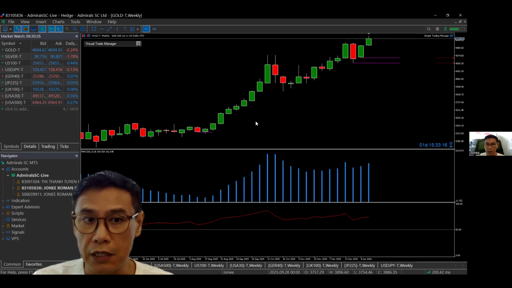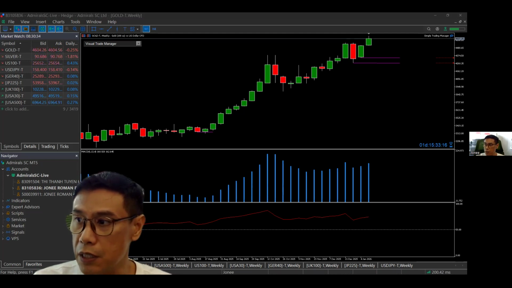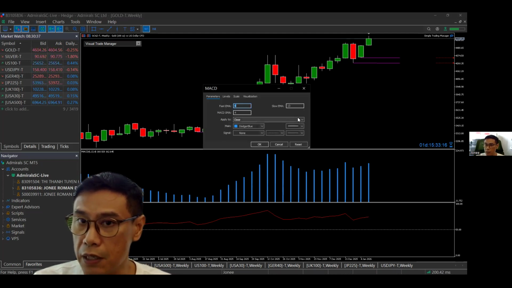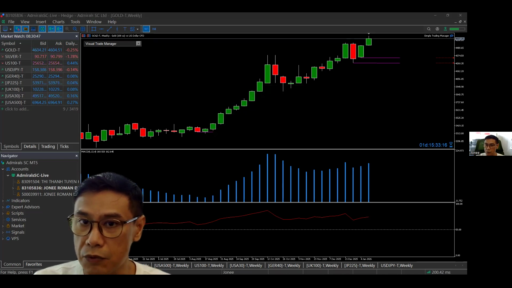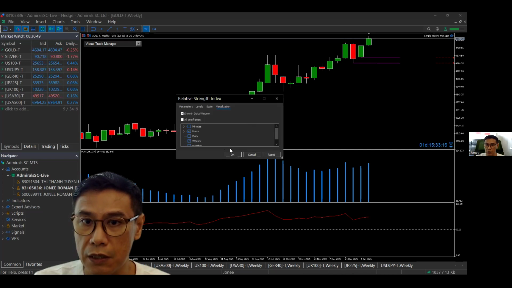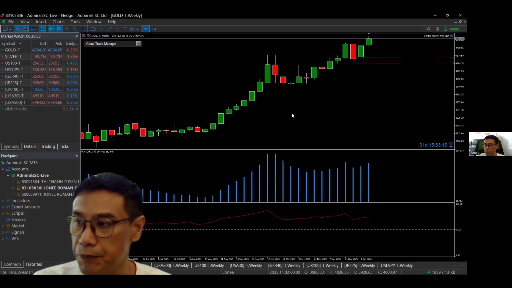Next, the indicators that you need would be the MACD. Special settings, please take a look. The settings will be 6, 13, and 4. Double-clicking this one, I'd like you to see that the fast EMA is 6, slow EMA is 13, MACD SMA is 4. Next one is your RSI. RSI would be your usual 14, but of course plotted on the weekly time frame.